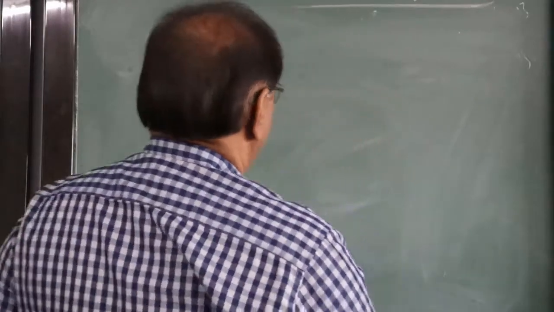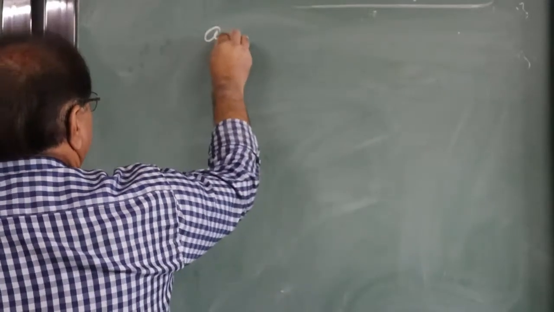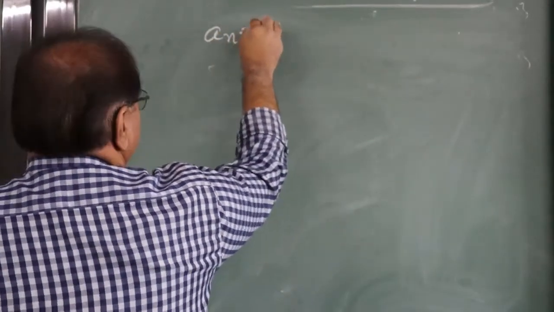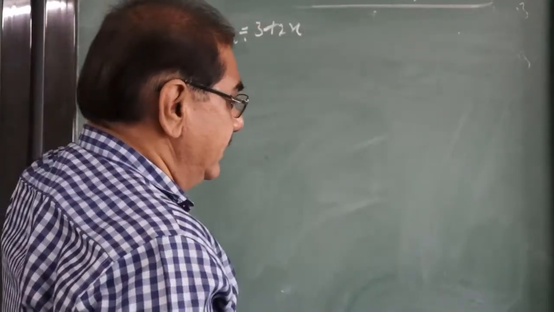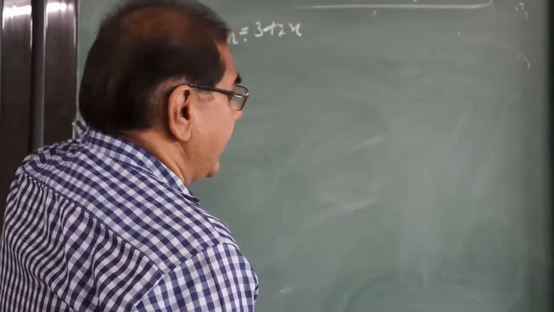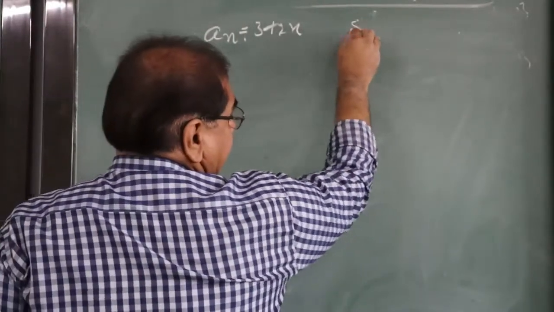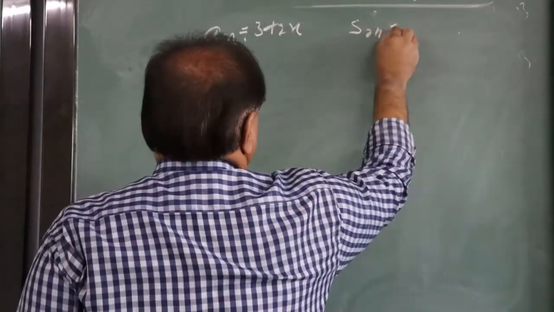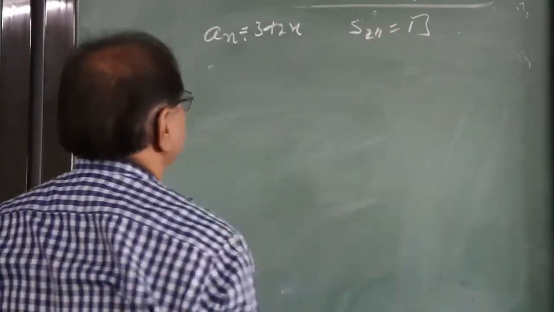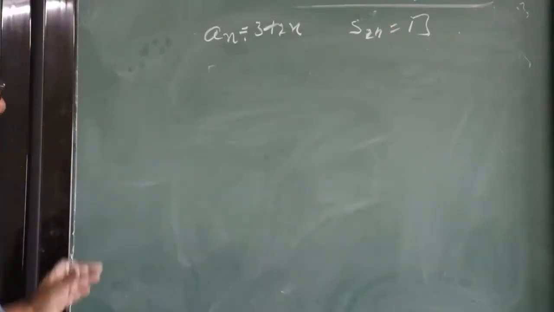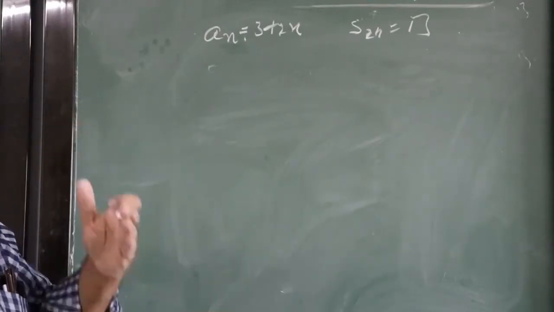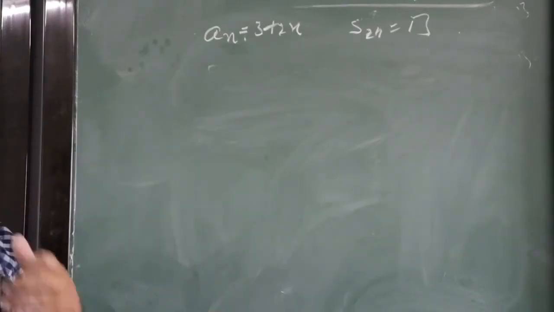We take the next question. If you are given the AP in the general form like this, An is equal to 3 plus 2n, it is the formula given, and you want to find S24. But you are not given the AP itself, so you have to find the first term, second term, third term, and that way find the difference.